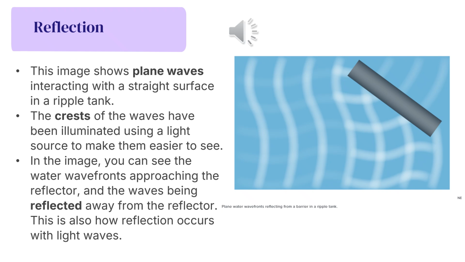This image shows plane waves interacting with a straight surface in a ripple tank. The crests of the waves have been illuminated using a light source to make them easier to see. In the image, you can see the water wavefronts approaching the reflector and the waves being reflected away from the reflector. This is also how reflection occurs with light waves.